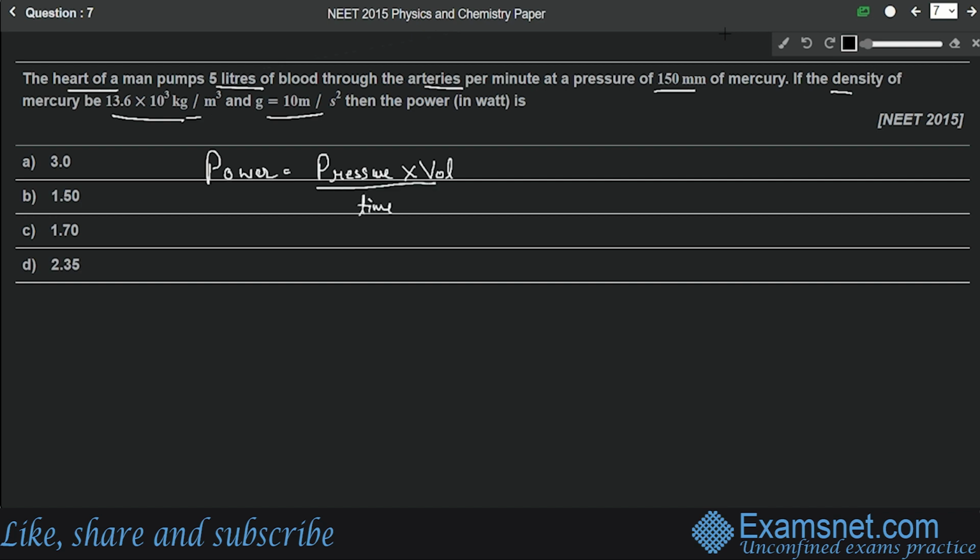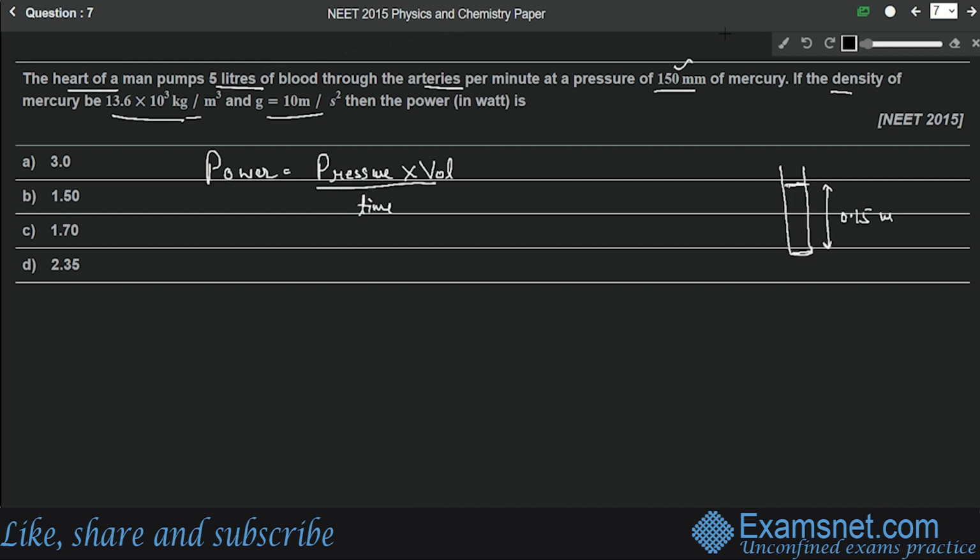So let's find the values of pressure, volume and time first. We know that this question says that the pressure of the blood is 150 millimeter of mercury. Okay, so it is given in terms of mercury. So that means if this is the tube, the mercury rises at 150 millimeter. Okay, at this height. In terms of meter, it will be 0.15 meter.